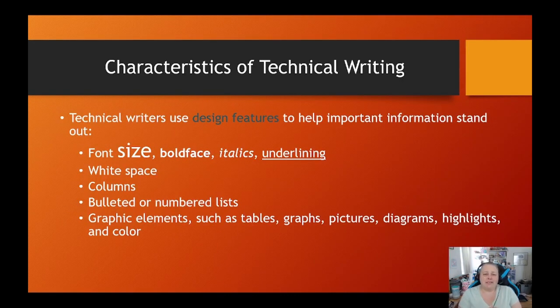Technical writers are going to use certain things like design features to help emphasize important information. So things like font size, bold, italics, underline. It's going to be a lot more lenient than, say, an academic paper, which would adhere to strict MLA or APA rules. We like to use white space, so spacing things out so that it brings your eye to that specific location. We do use columns, bulleted or numbered lists, like I said before, and we like to put graphics elements in there, such as tables, graphs, pictures, diagrams. We do like to use color, and that's something that sets it apart from the academic or the personal essay.